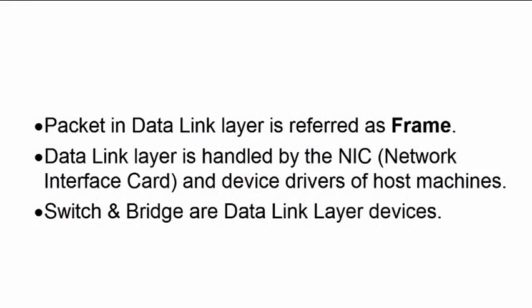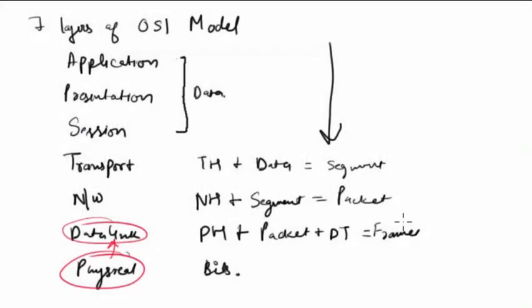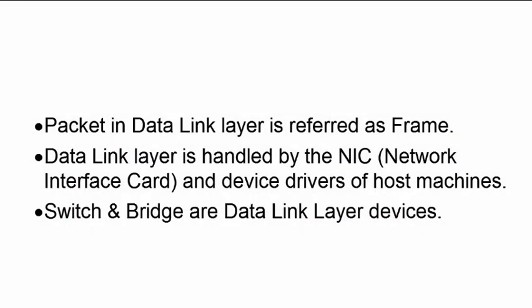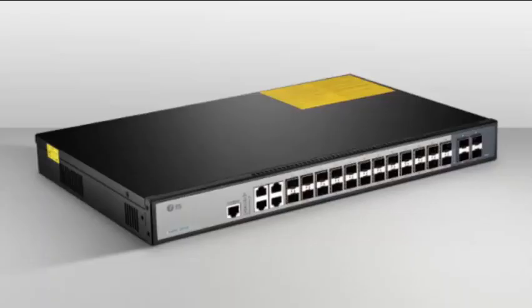The data link layer is divided into 2 sublayers: the logical link control and the media access control. We all know the media access control by the name MAC. Some functions that the data link layer performs are framing, physical addressing, error control, flow control, and access control. A packet in the data link layer is referred to as a frame, as we have discussed. The data link layer is handled by the NIC, network interface card, and the device drivers of host machines. Switches and bridges are data link layer devices.